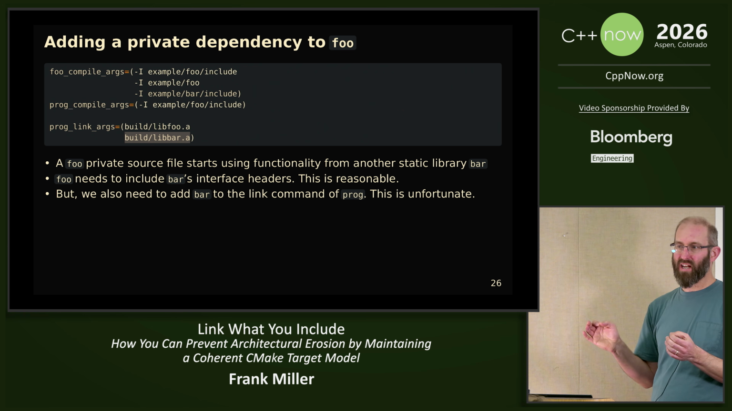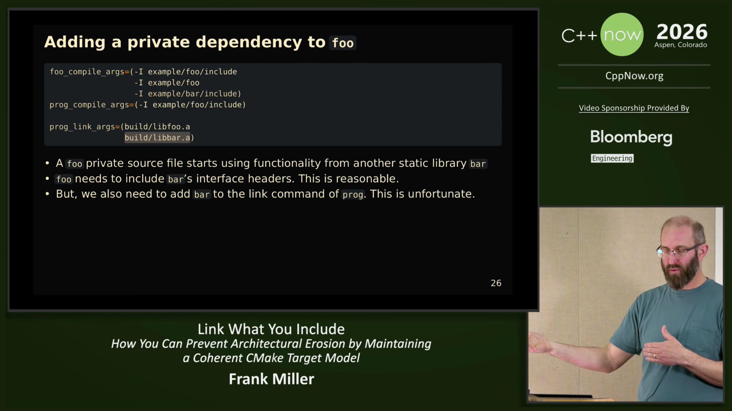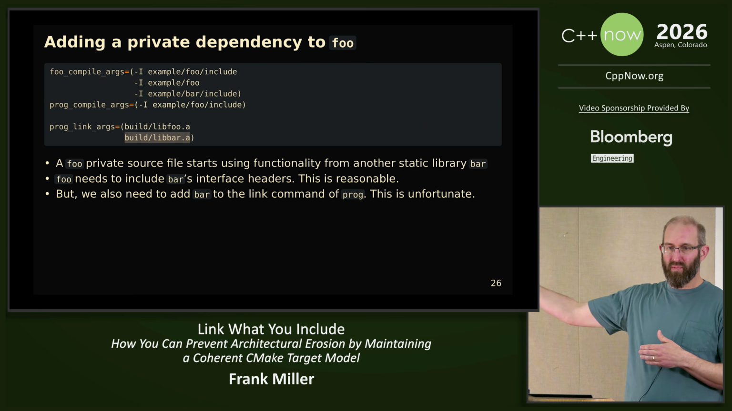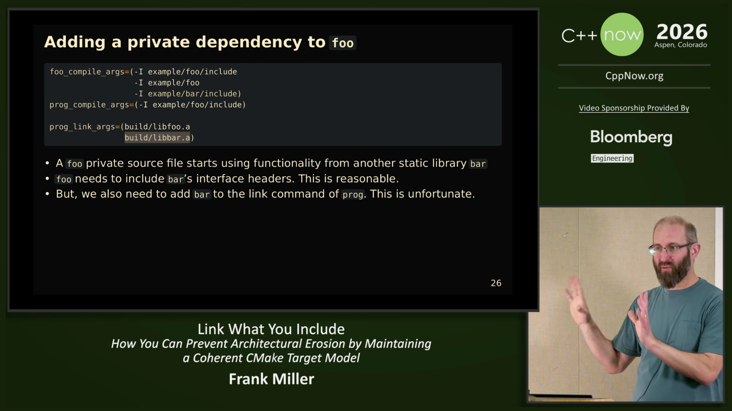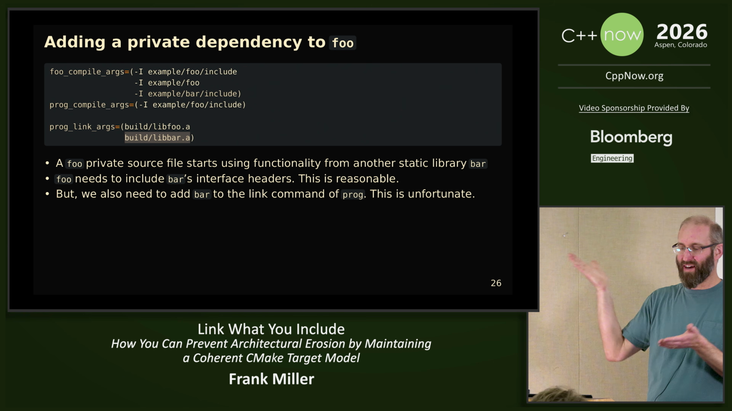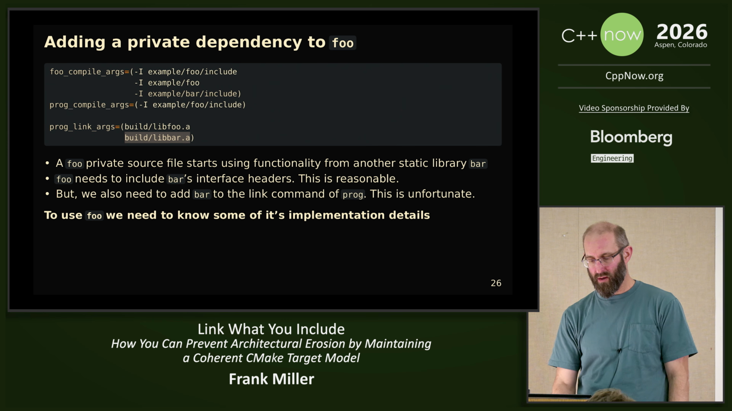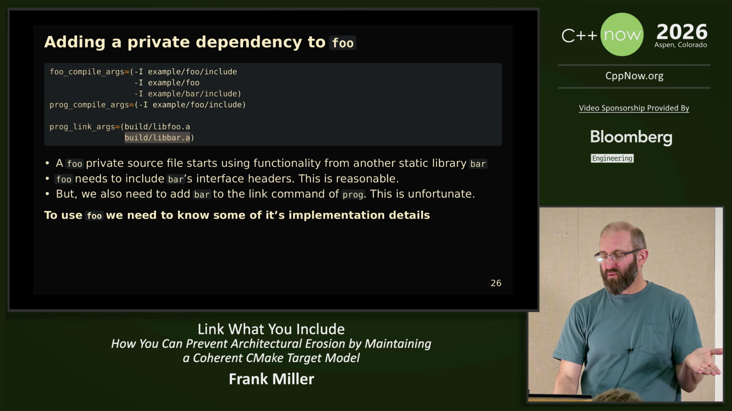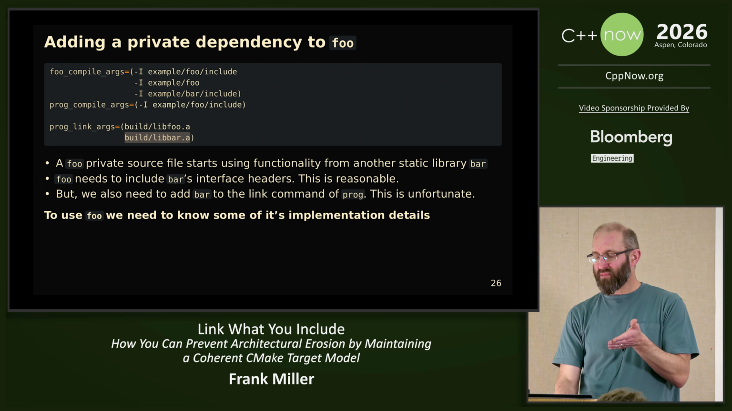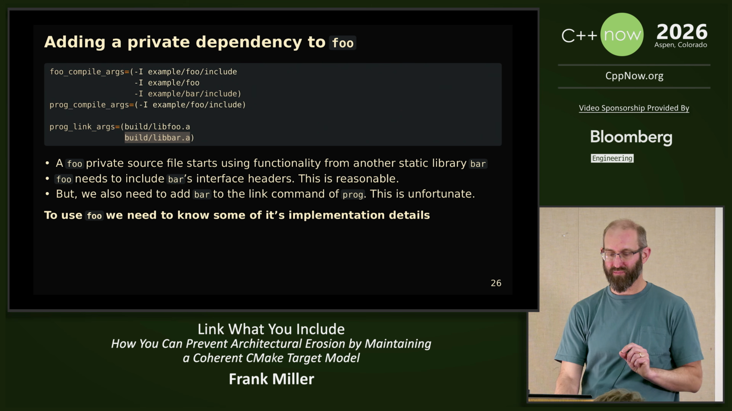And this feels kind of unfortunate, right? Because prog doesn't know anything about bar. Prog just depends on foo, and foo depends on bar, but why do we need to know that internal detail? But we have to. That's how it works. We have to know to put this there, and that's just kind of unfortunate. So to use foo, we need to know some of its implementation details. That kind of breaks this encapsulation of complexity.